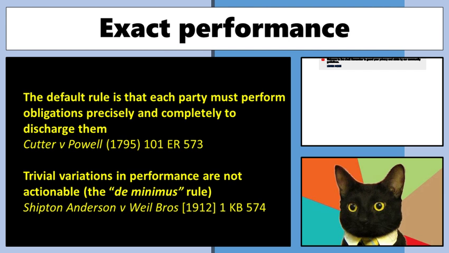However, there are going to be some situations where a contractual obligation that hasn't strictly been performed, the courts are going to say, this is so minor, we are going to consider it to have been exactly performed. And so that Shipton, Anderson and Wheel Brothers case involved a cargo load of wheat. It was something like 11,000 tons.